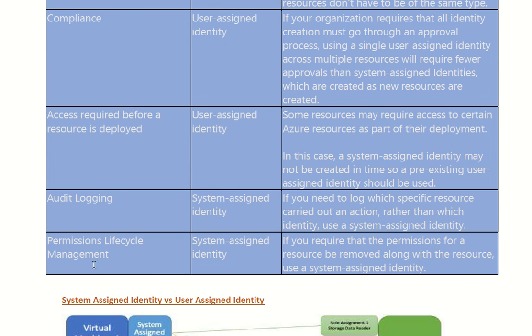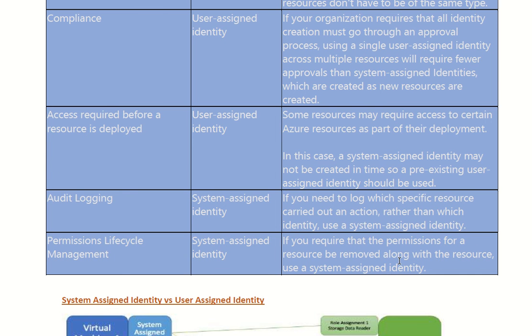Permissions lifecycle management, again, is where system assigned managed identity shines. If you require that the permissions for a resource be removed along with the resource, use system assigned managed identity. As I already said, in the case of system assigned managed identity, when the resource is deleted, it automatically deletes the identity also. So if you don't want the burden of managing these permissions, roles, and deletion of identity, then you can go with system assigned identity for permissions lifecycle management.